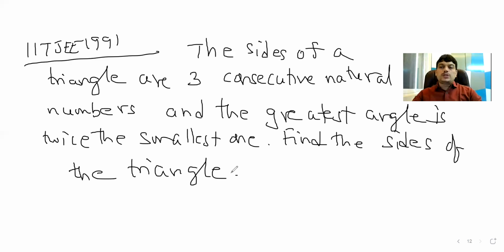So we'll now see how to solve this problem. First of all, it is given that the sides are consecutive natural numbers. So let me just make a triangle first and assume the sides according to the criteria that they are three consecutive natural numbers. So let me do that first. So let's draw a triangle.